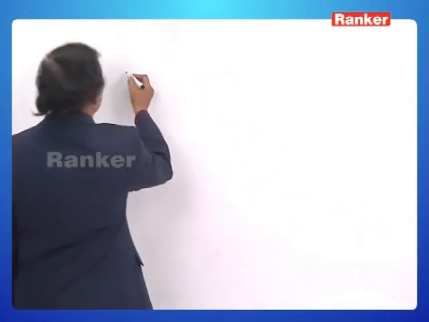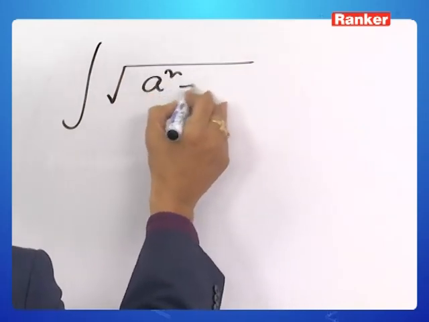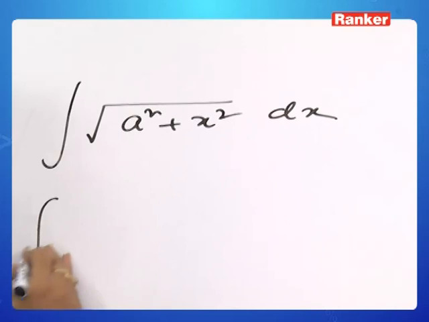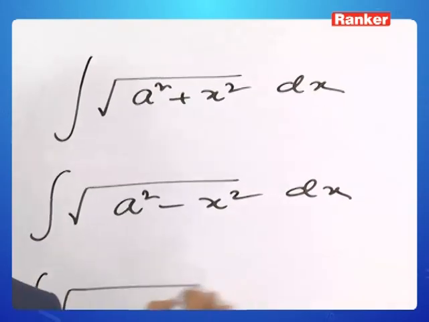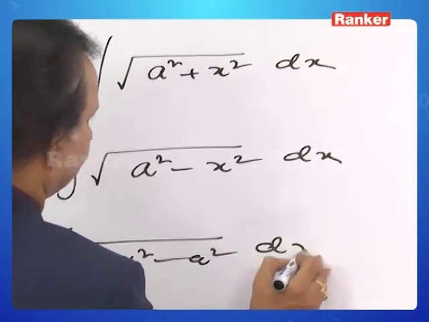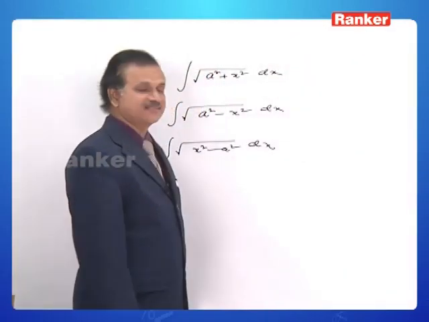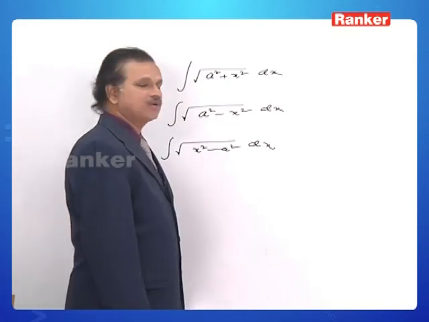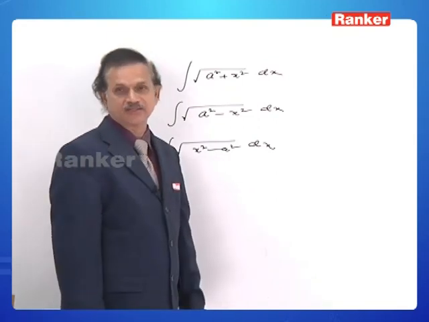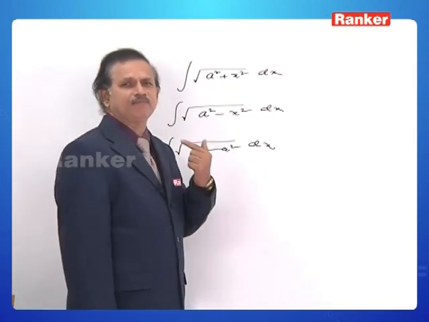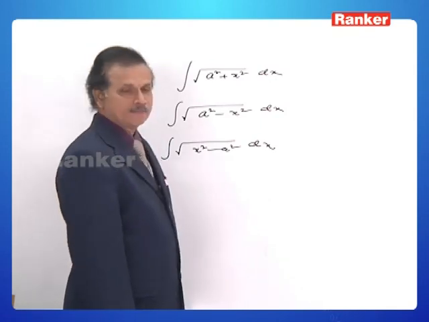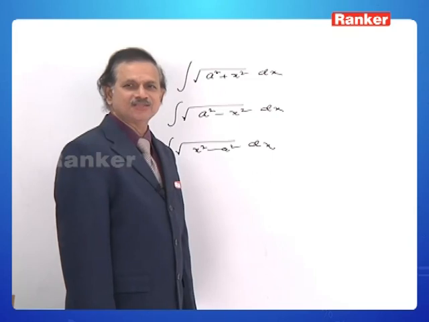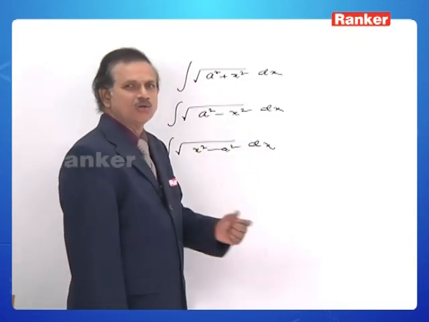Let us see some more applications of the formula integration by parts. Observe these three questions: integral of root of a square plus x square dx, root of a square minus x square dx, root of x square minus a square dx. Of course, in order to apply the product rule, that is the by parts formula, you may have to take 1 as the second function. To write the answer or to remember the answers is very, very easy.